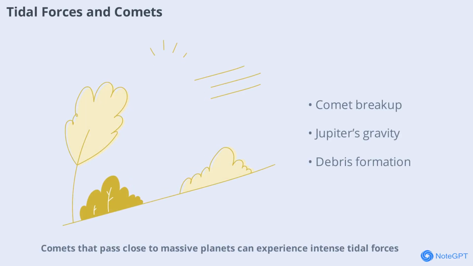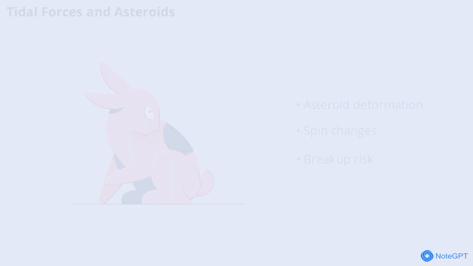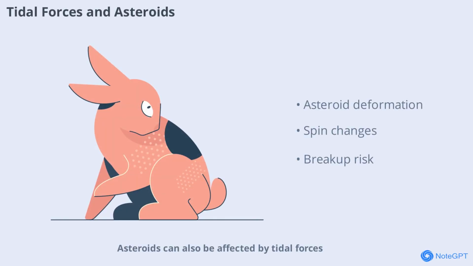Comets that pass close to massive planets can experience intense tidal forces. These forces can break the comet apart, creating spectacular displays of debris and sometimes forming temporary rings. The breakup of comet Shoemaker-Levy 9 by Jupiter's gravity is a famous example, illustrating the destructive potential of tidal forces. Asteroids can also be affected by tidal forces, especially during close encounters with planets.